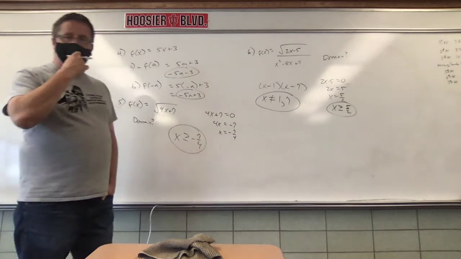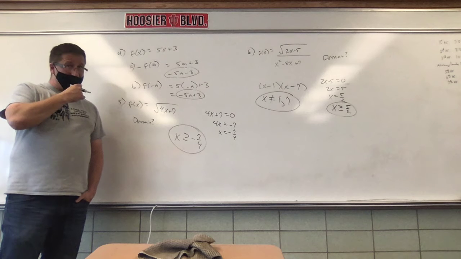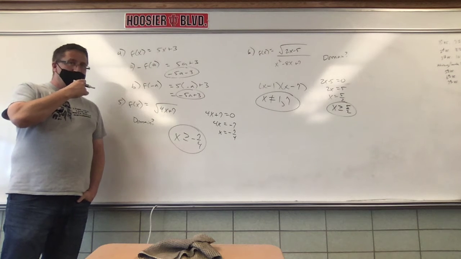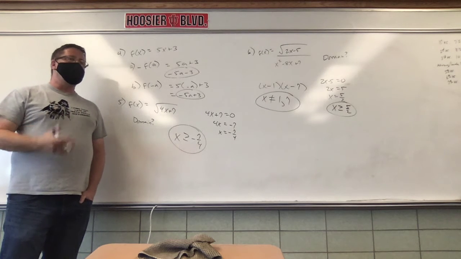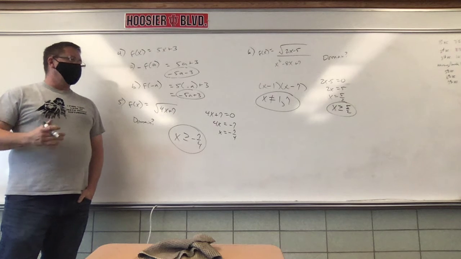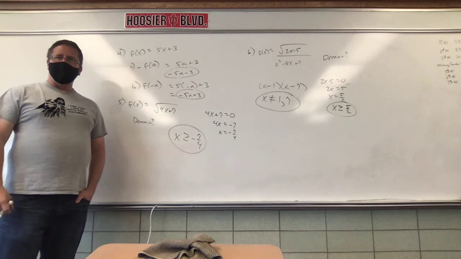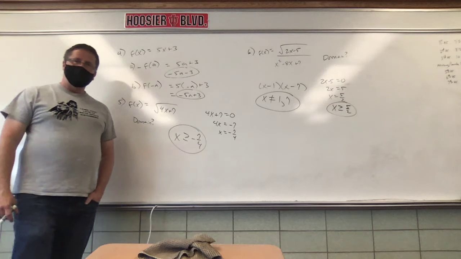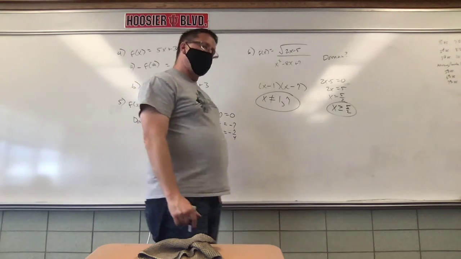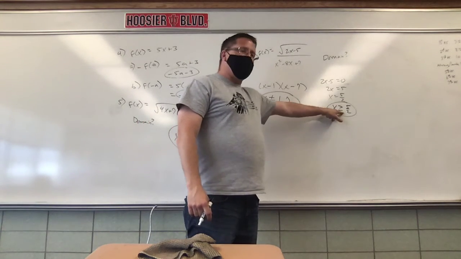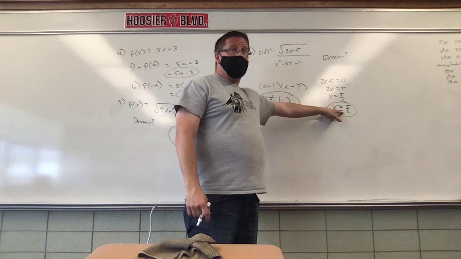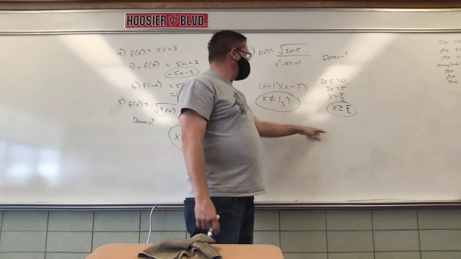And I will not mark you wrong if you left it like this. But there's a better answer. Part of this is unnecessary. Okay? We said that x has to be bigger than 5/2, but x can't be 1 or 7. What part could I erase and it wouldn't change it? The 1. Why? Because it's got to be bigger than 5/2. 5/2 is 2.5. It's got to be bigger than 5/2. If that's the case, then what?